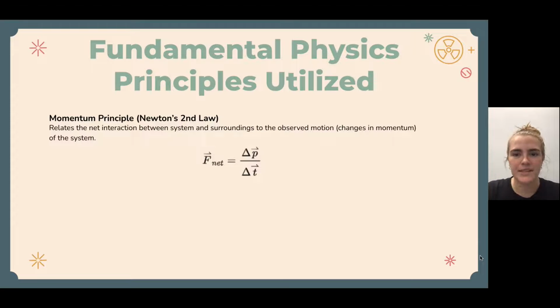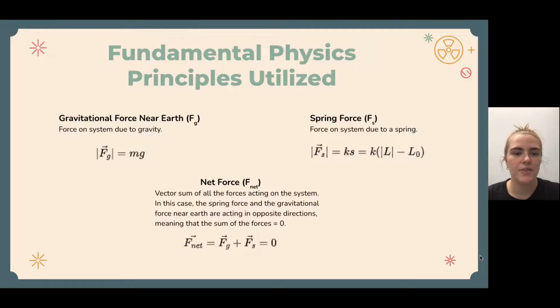So some of the fundamental physics principles utilized are first the momentum principle, which is F net equal to change in momentum over change in time. We also have gravitational force near Earth, where the magnitude is equal to mg, and then the spring force magnitude is equal to the spring constant times the stretch of the spring. And lastly, we have net force, which is just the vector sum of all the forces acting on the system.